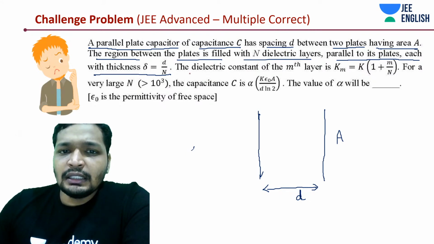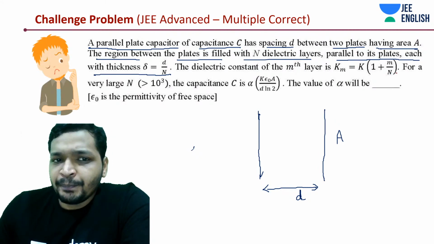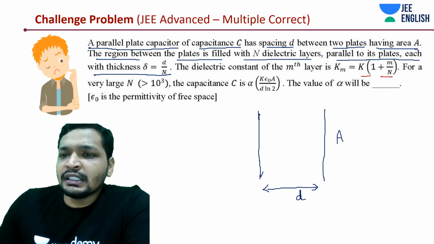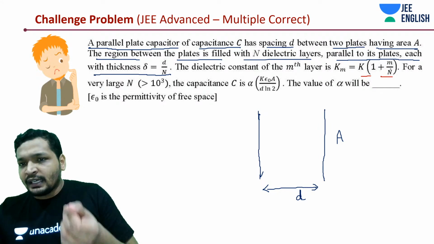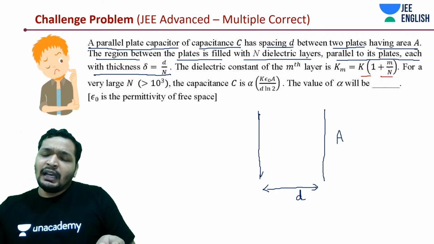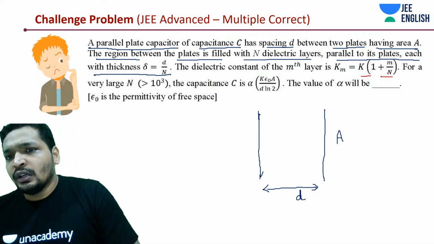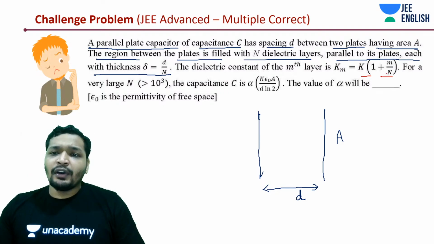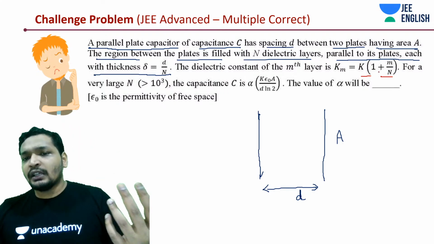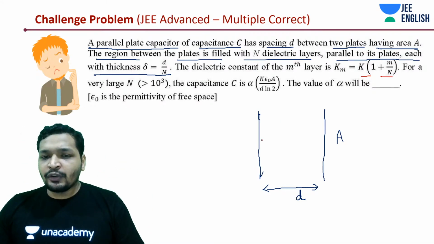Let's read entirely what is happening. The dielectric constant of the mth layer is K into 1 plus m by n. So each slab has a different dielectric constant. For example, for the first slab you substitute m equal to 1, giving K times n plus 1 by n, and for the nth layer it would be 2K. Forget that point. Let's get into the question.